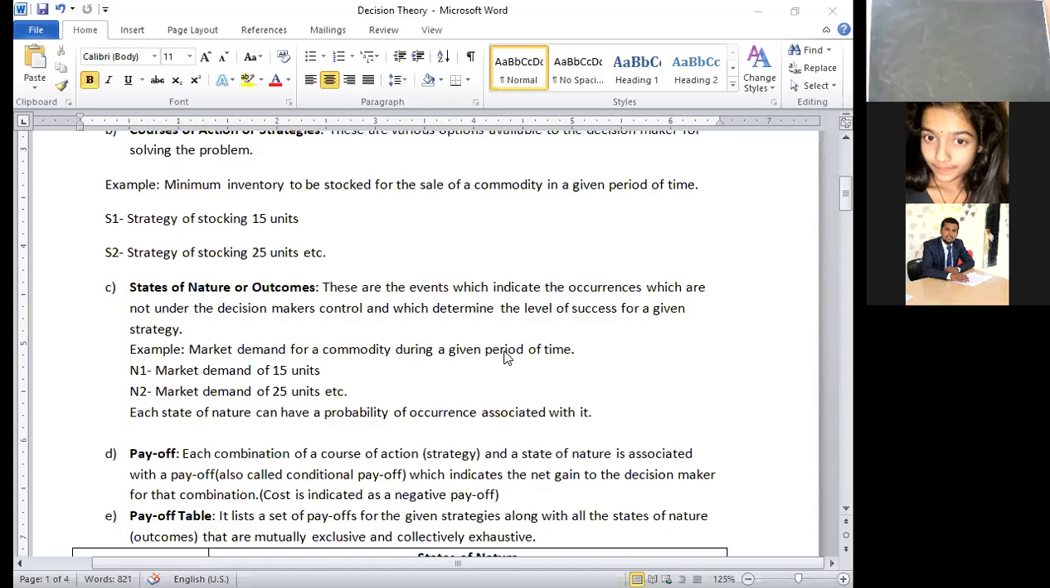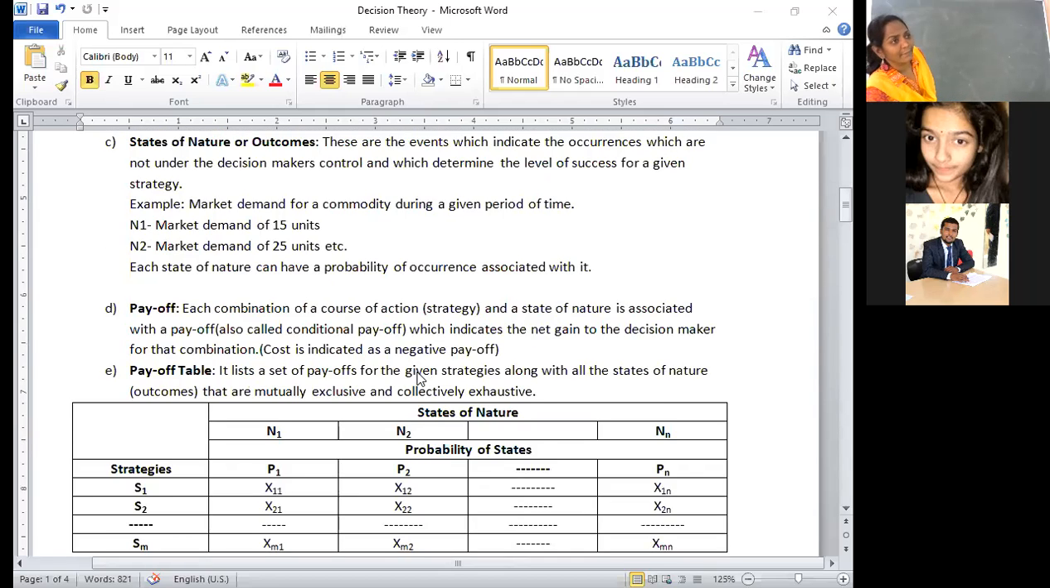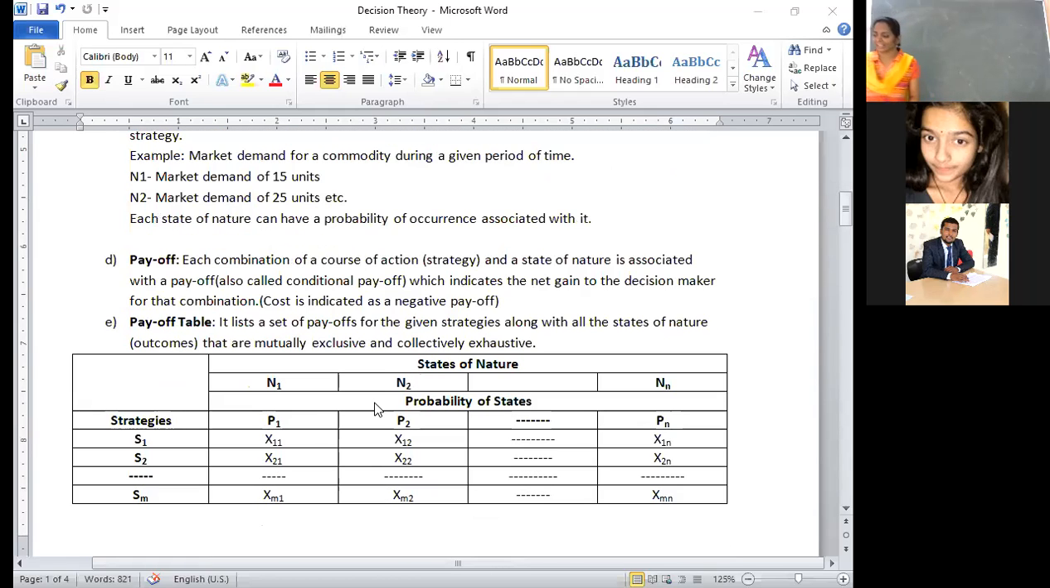A numerical value resulting from each possible combination of alternatives and states of nature is called payoff. Payoff values are always conditional because of unknown states of nature. We don't know the state of nature. This is the payoff matrix. Listen carefully. In the final examination, they will give this type of matrix.